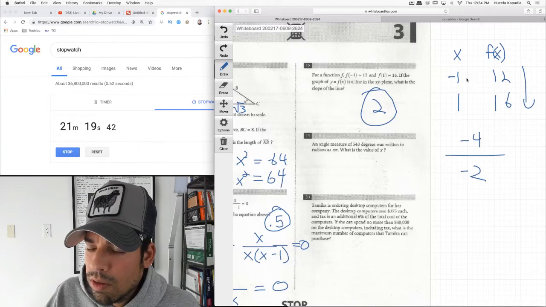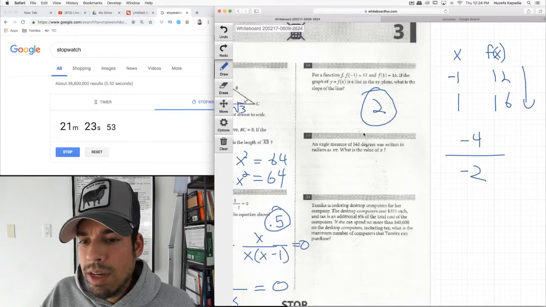Goes over, up 2, to the right 2, up 4. Yeah, it's a slope of 2.